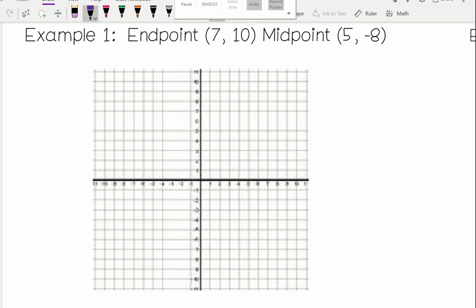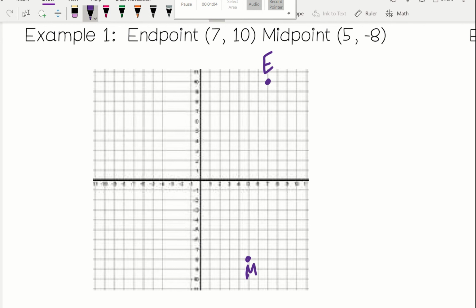Okay, so the first thing that you should do is plot the points. You're probably going to have to count because for some reason this graph was not nice and didn't print off very nicely. But I have 7, 10. That's going to be my E. I'm going to label it with an E because it's the endpoint. And then my midpoint is 5, negative 8. And I'm going to label it with an M.